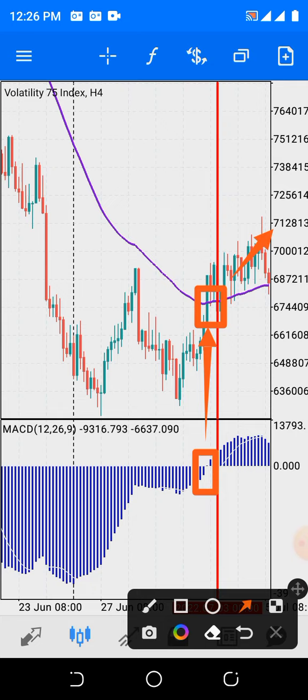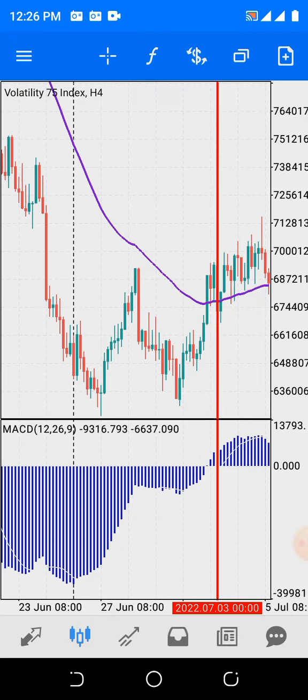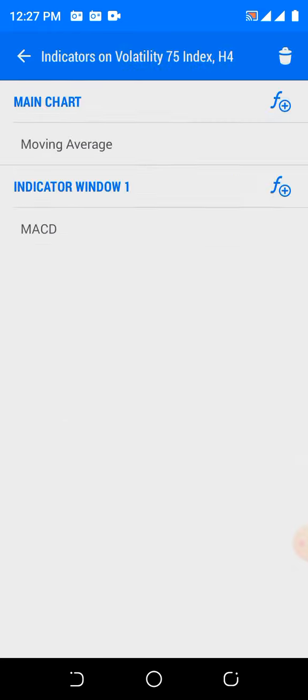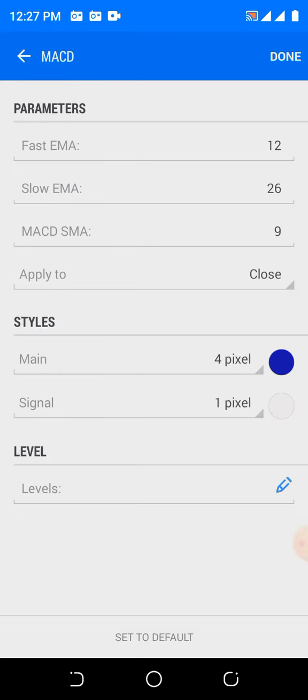Now let me show you the settings. The first indicator is the moving average. The period is 50. Method is exponential. Apply to close. That is the first indicator. Now the second indicator is MACD.